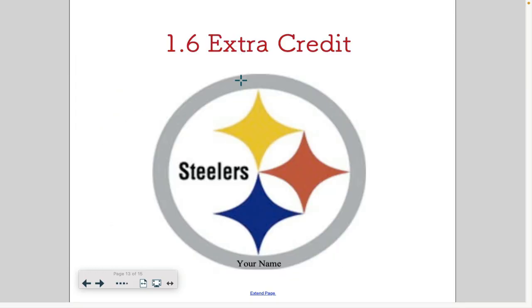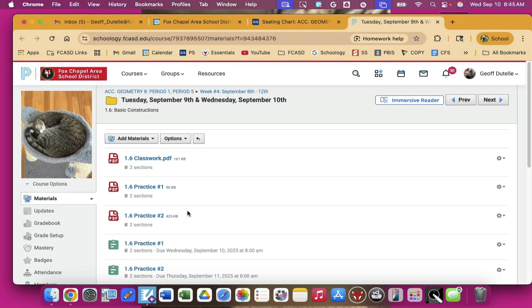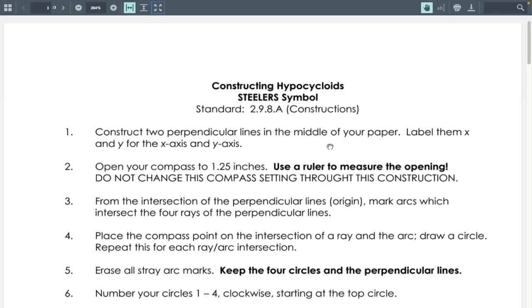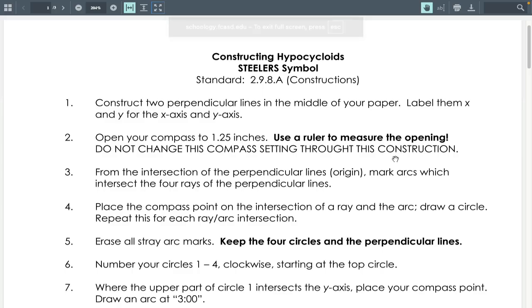There's also an extra credit assignment, and I would do the extra credit. I'm not giving you like a sticker. I will give you legitimate points that you might want if you fully complete the extra credit. Let me show it to you. Now, I don't have any paper copies of the directions, but you don't need them. Okay, there's actually a way to create the Steeler symbol using your compass. So if you go into Schoology, the compass extra credit, if you follow those directions, and I mean you follow them to a T, to the letter.